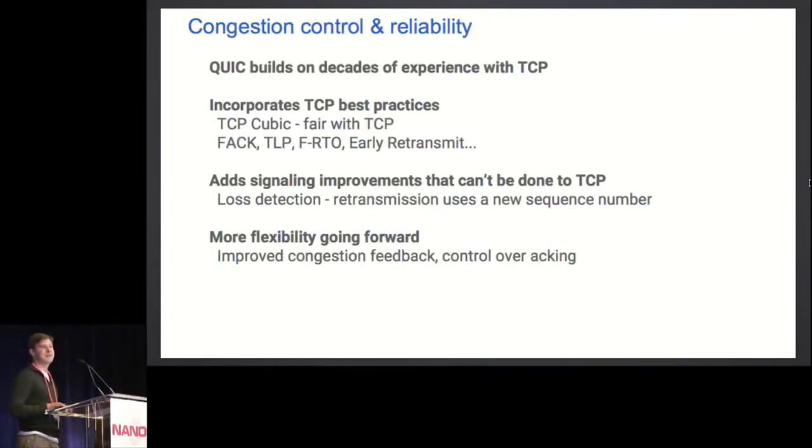But it also adds some signaling improvements that can't be done in TCP. For example, retransmissions come with a new sequence number. So because of that, you have no ambiguity when you're retransmitting a packet. You have very good RTT information, you know exactly what happened on the connection. And there's a lot of code in TCP to try to do disambiguation. It makes the code base and the kernel a lot more complicated.